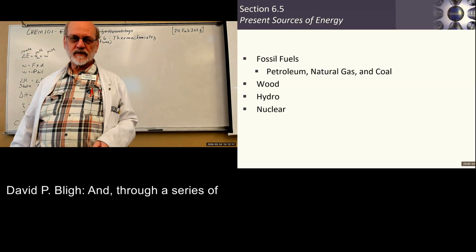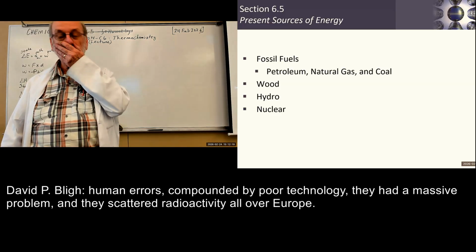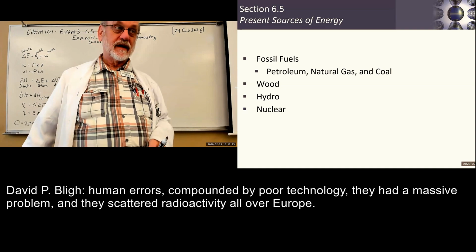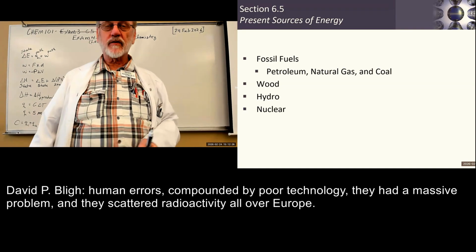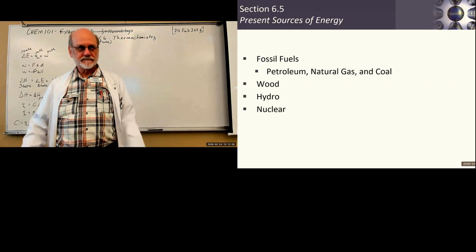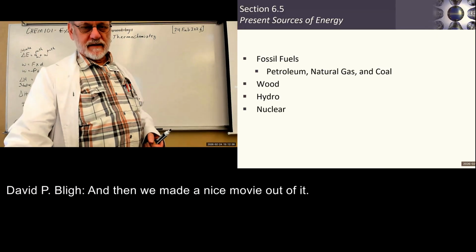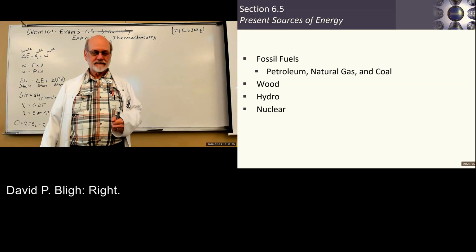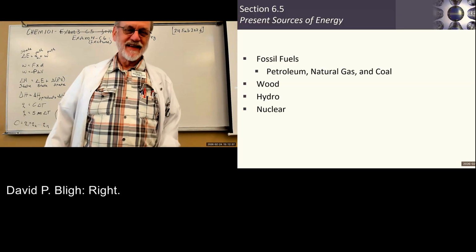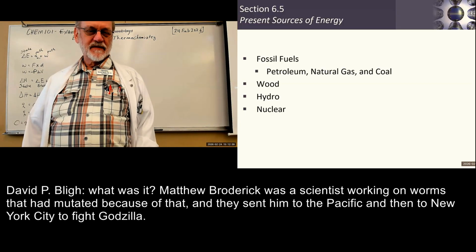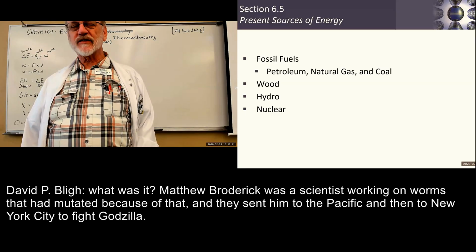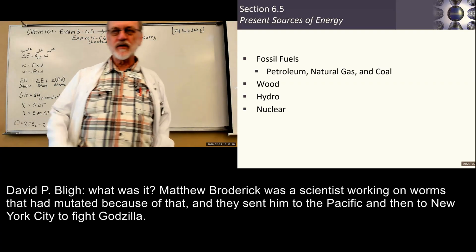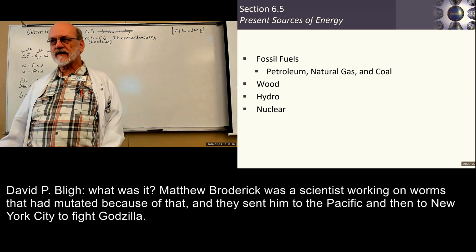And through a series of human errors, compounded by poor technology, they had a massive problem and they scattered radioactivity all over Europe. And then we made a nice movie out of it, right? What was it? Matthew Broderick was a scientist working on worms that had mutated because of that. And they sent him to the Pacific and then to New York City to fight Godzilla.